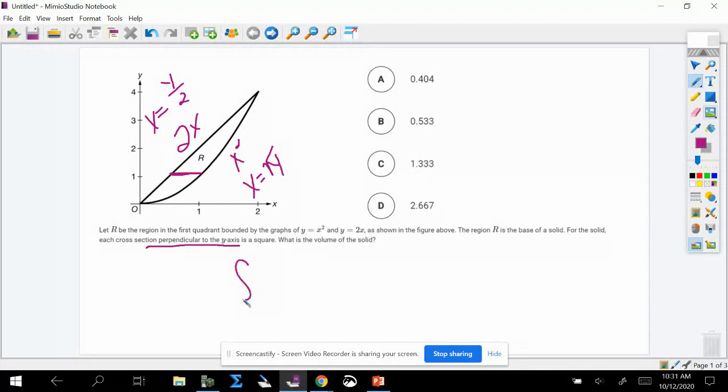My boundaries, my slicing, will be from the low y to the high y, which you can actually see on this picture is 0 to 4. If you couldn't see on the picture, you could graph it on your calculator if you needed to. You have no coefficient because it is being sliced into squares.